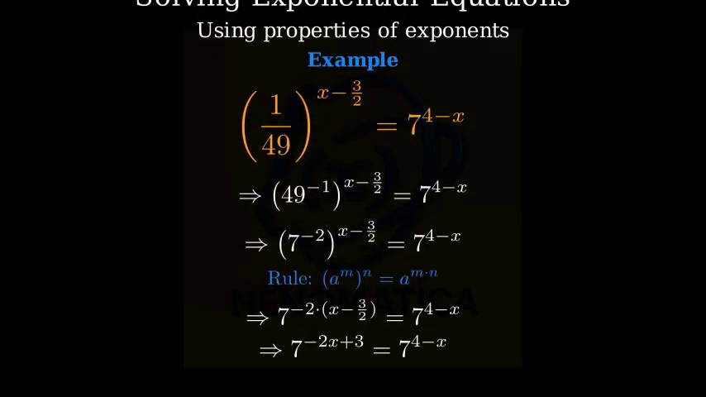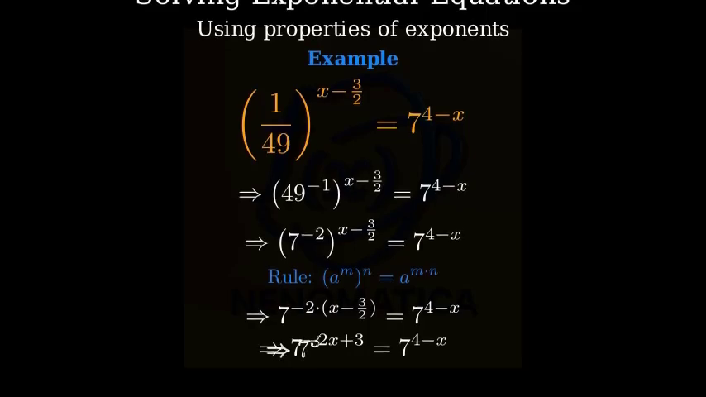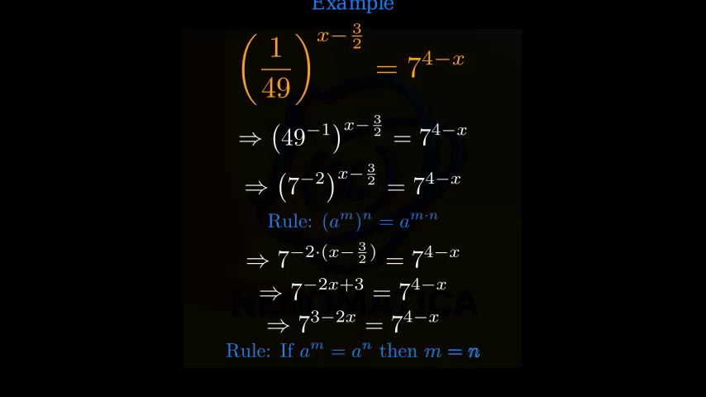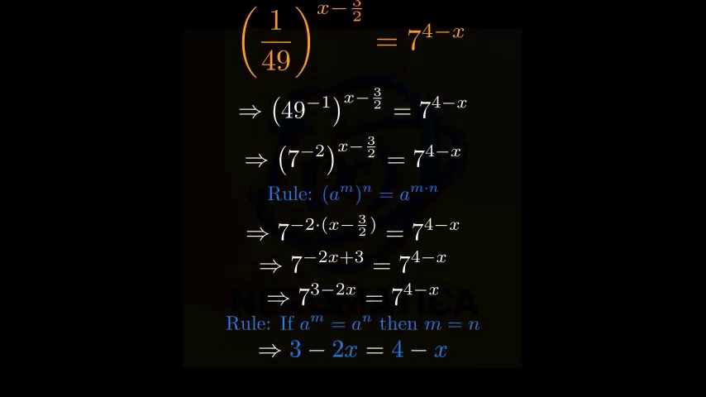So 7 to the negative 2 raised to the power of x minus 3 over 2 equals 7 to the power of negative 2 times x minus 3 over 2. Let's rewrite negative 2x plus 3 as 3 minus 2x to match the format shown in our example. When we have the same base raised to different exponents and the expressions are equal, the exponents must also be equal. So we can set 3 minus 2x equal to 4 minus x.